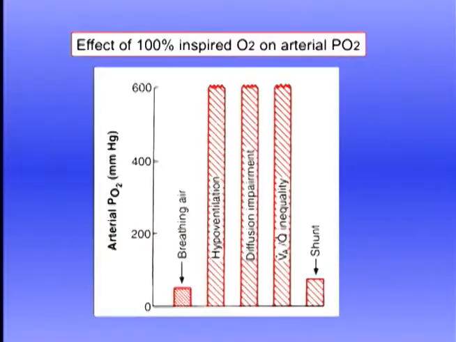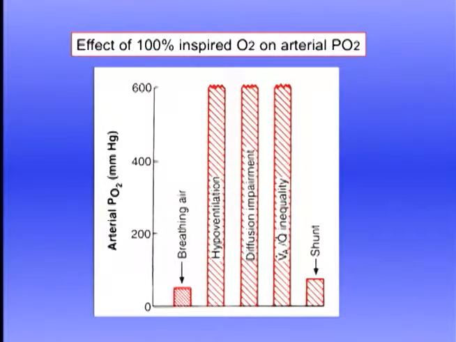So that's a caveat, but in general, giving high concentrations of oxygen to patients with ventilation perfusion inequality is very effective. The only cause of hypoxemia where giving inspired oxygen is, if you like, disappointing, is in shunt. Because there, of course, the shunted blood is not exposed to the inspired oxygen.